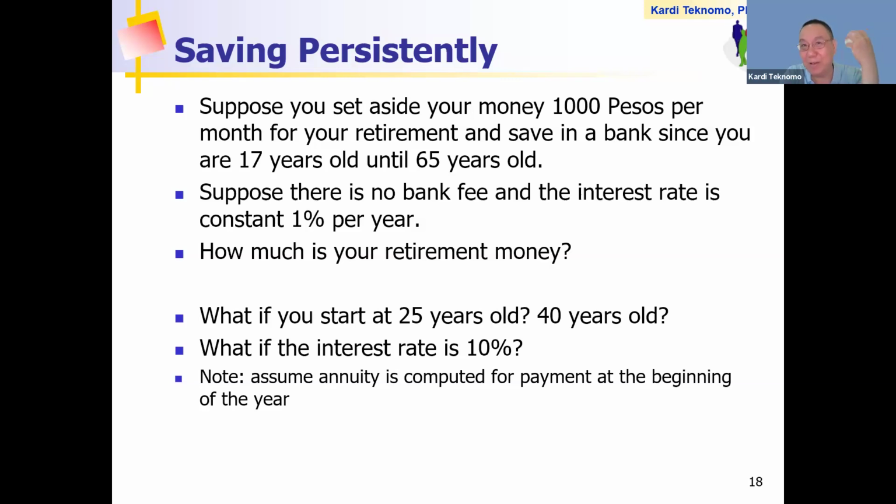The next question is, what if instead of a 1% per year interest rate, the interest rate is actually 10%? You can assume the annuity is computed for payment at the beginning of the year. So there are three scenarios: saving with no interest, 1% interest, and 10% interest, and for each you have three start ages: 17, 25, and 40 years old. You should have 9 answers.